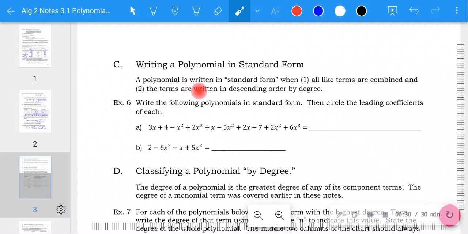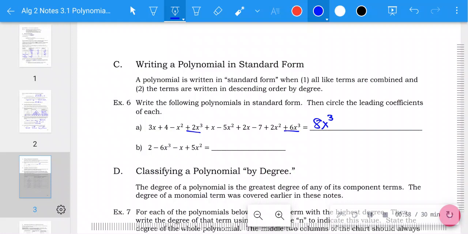And then you also want to put your terms going from highest exponent down to lowest exponent. So descending order is what that's called. If you scan this one here, you'll see that the highest exponent in that problem is the cubes. So you start there. 2x cubed and 6x cubed is 8x cubed.